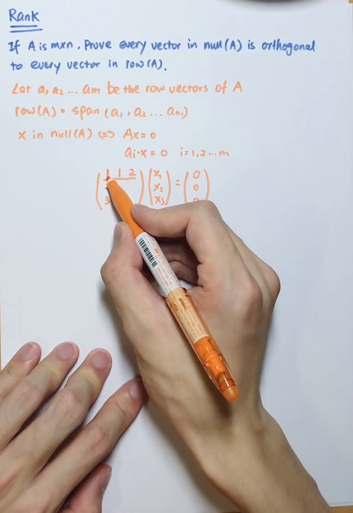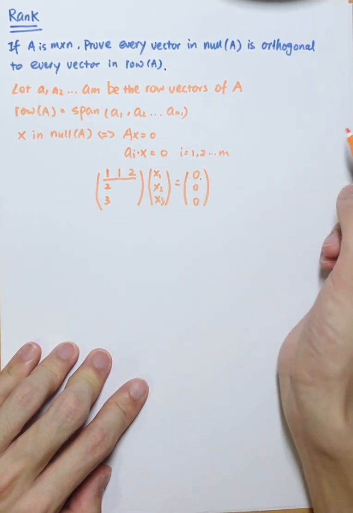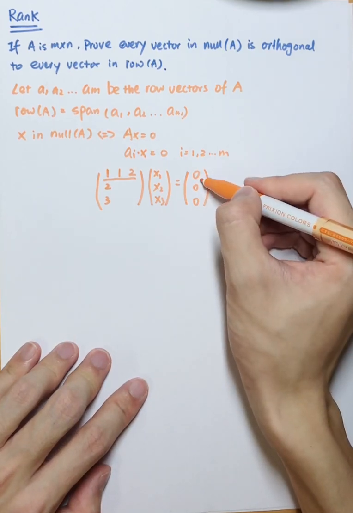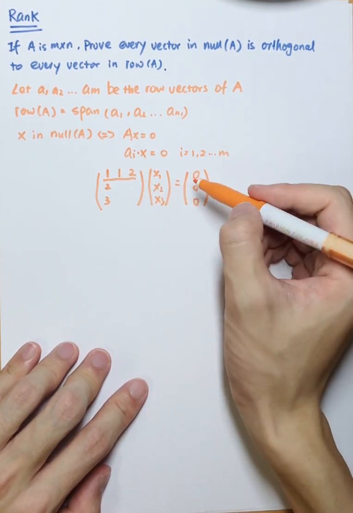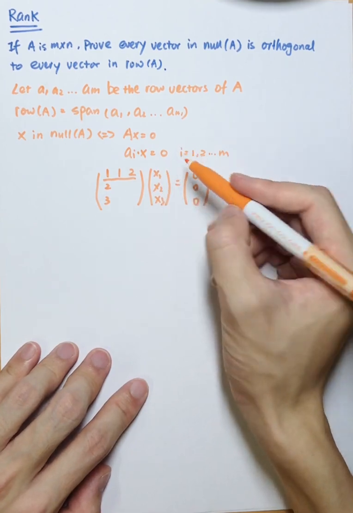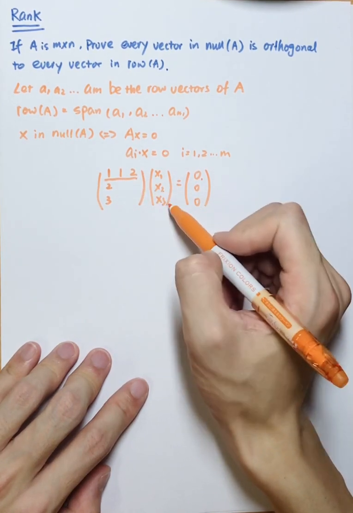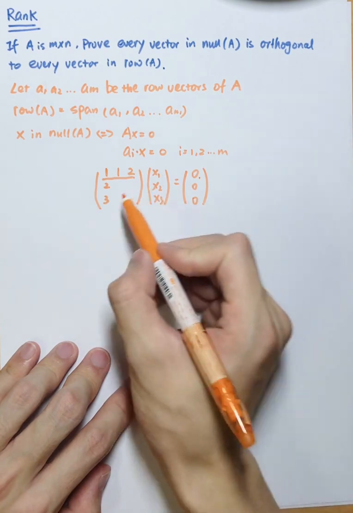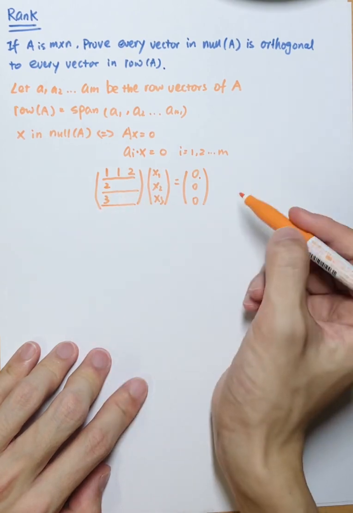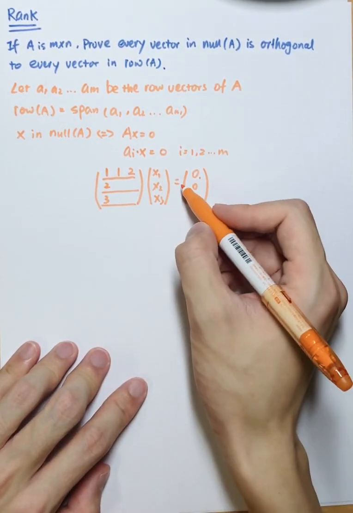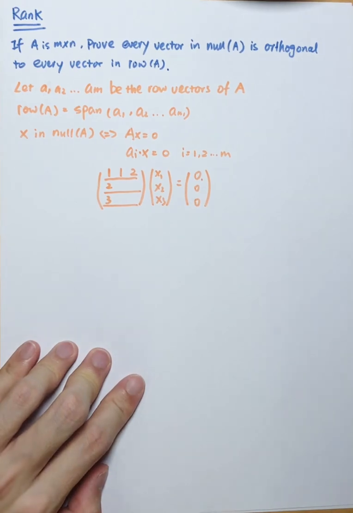So if AX is 0, then the first entry here should be 0. But the first entry is just the first row times X, the dot product of first row and X, or the multiplication of 1 times X1, 1 times X2, 2 times X3 is 0. So by this we mean that all rows of A times a vector would be a 0. So that explains this already. Okay.